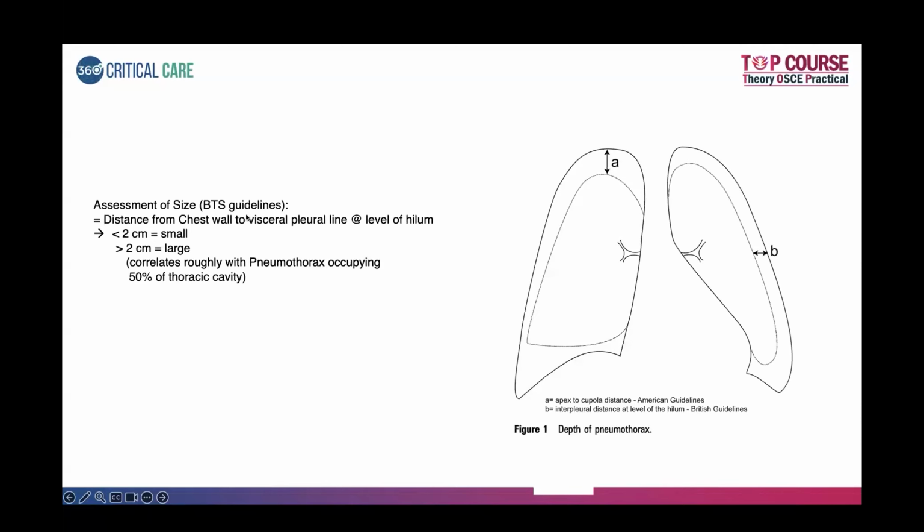So for assessment of size, as per the British Thoracic Society guidelines, the distance from the chest wall to the visceral pleural line at the level of the hilum is usually taken into consideration. If it is less than 2 centimeters, then it is considered small, whereas if it is more than 2 centimeters, it is large. It correlates roughly with the pneumothorax occupying 50% of the thoracic cavity.